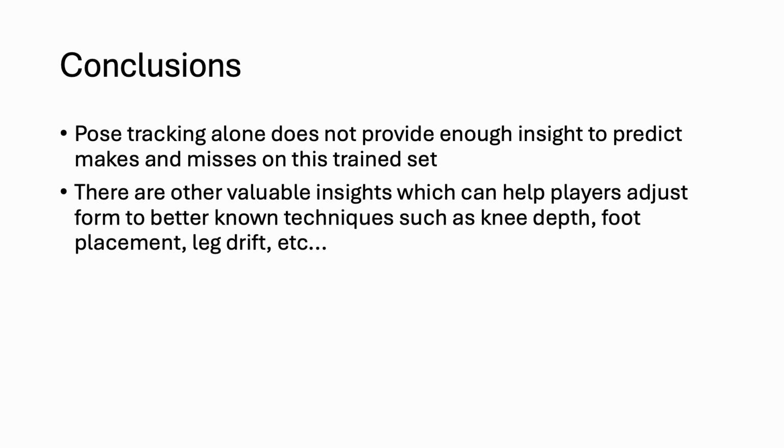But there are some other valuable insights which can help players adjust their form to better known techniques. They can help analyze if there's something wrong with your form, and then you can go back and try to tweak it after. Techniques or different things that I've talked about, such as how much you bend your knees, where you place your feet, if your legs drift when you shoot, stuff like that. So overall, still interesting insights you can find with pose tracking on basketball shooting.